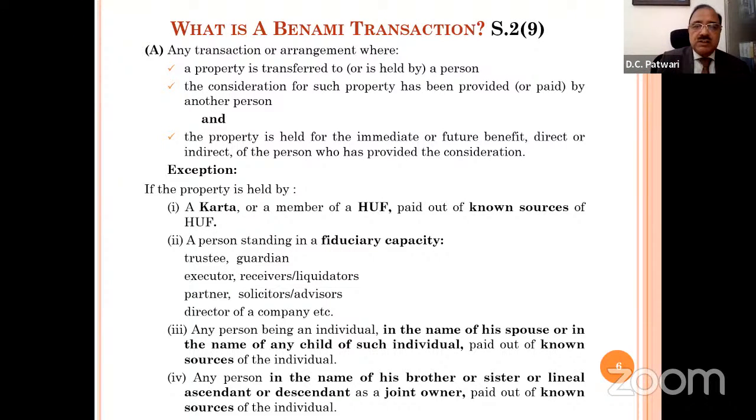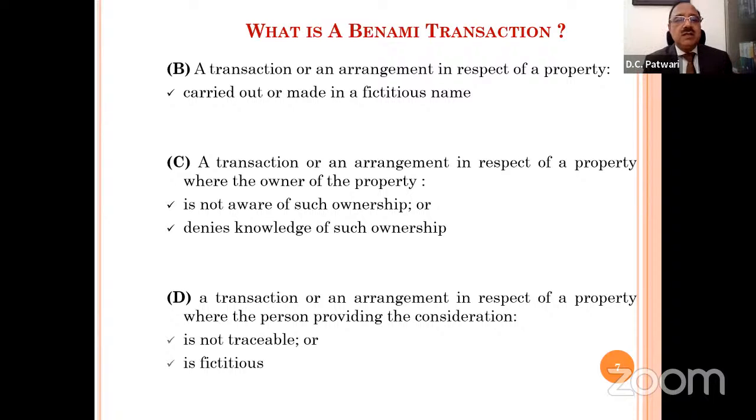So this is basically the first category of Benami transaction. Now, the second category: a transaction or an arrangement in respect of a property carried out or made in a fictitious name. If the property is purchased in the name of a fictitious person who does not exist, or a fake name or a shell company, then the transaction can be categorized as Benami. Here, the name holder of the property is a fictitious person, not a real or existing person. So it will be treated as Benami.